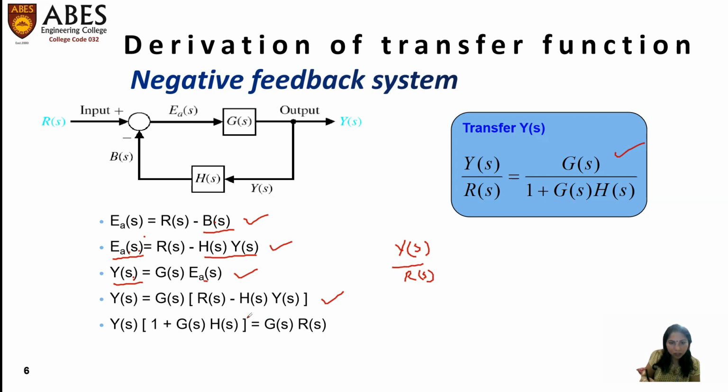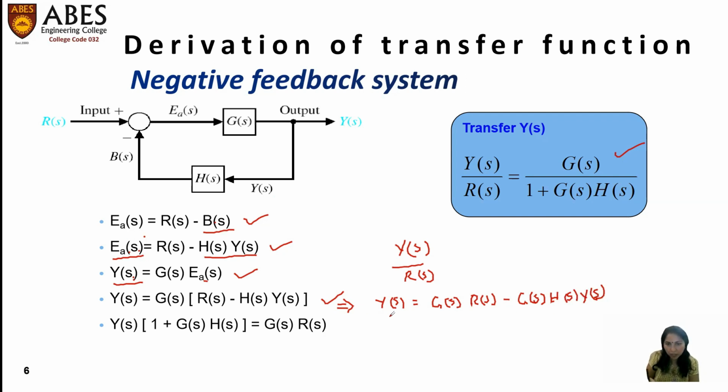Right, now take this expression. Now we are getting here, I am writing YS is equal to, now I'm taking this GS inside the bracket. So GS multiply by RS minus GS multiply by HS into YS. So this I'm getting.